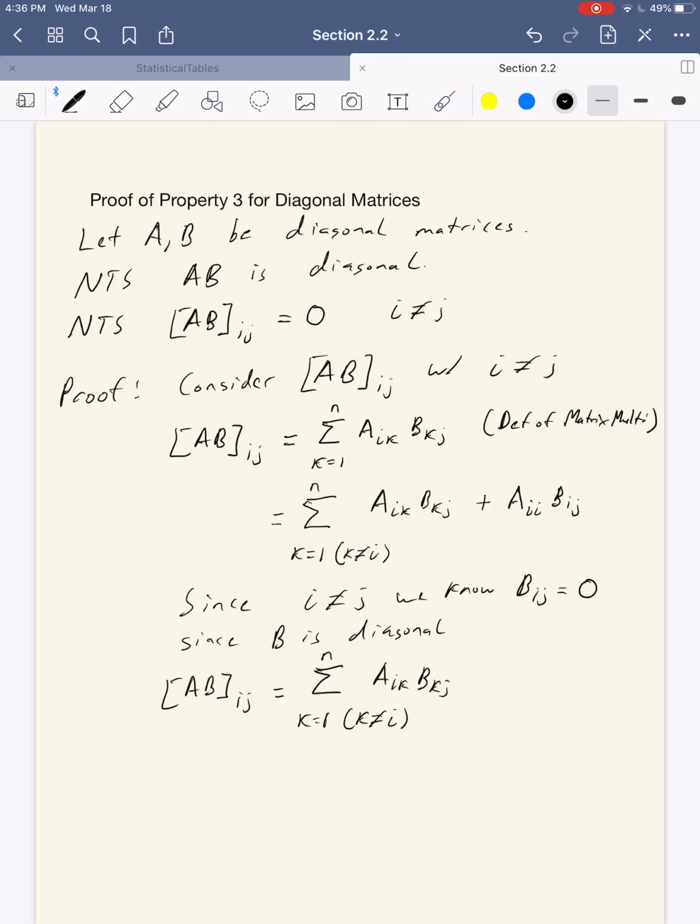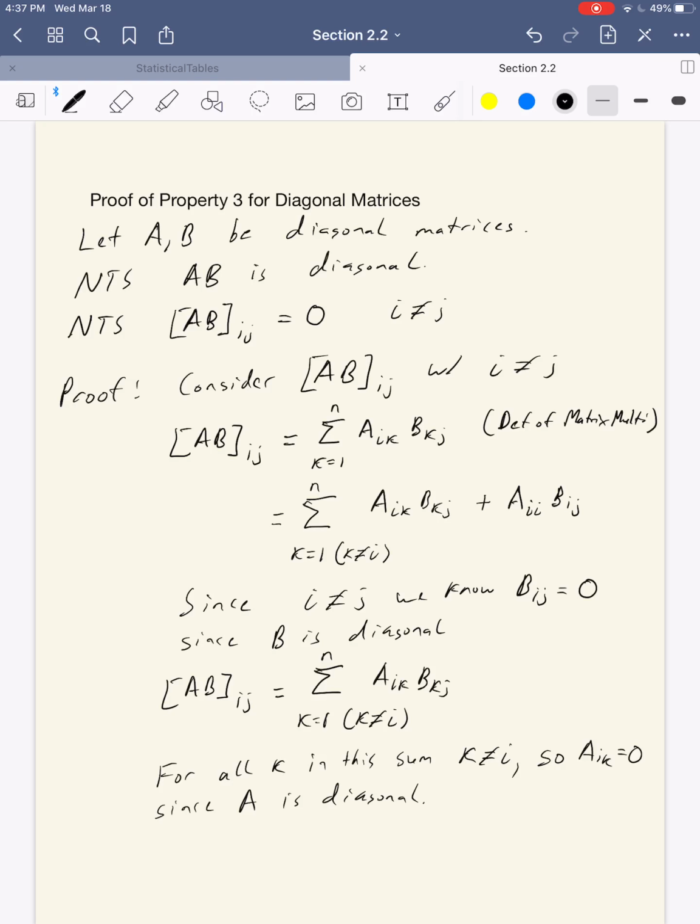All right, now what can we say about this? Well, notice that now we've ruled out k being equal to i. So here, i and k will never be the same. So what that means is that for all k in this sum, k will not equal i. So aik will be 0, since A is diagonal.